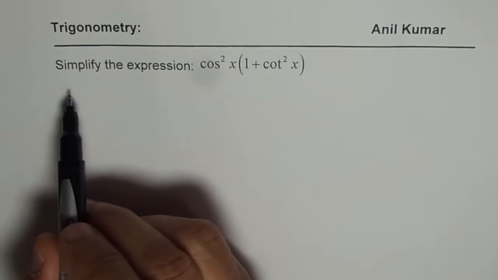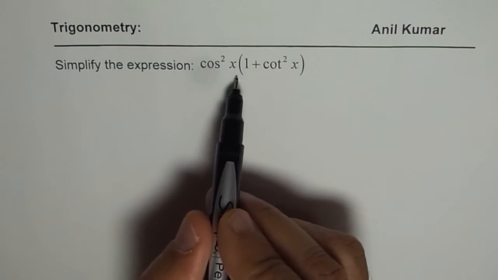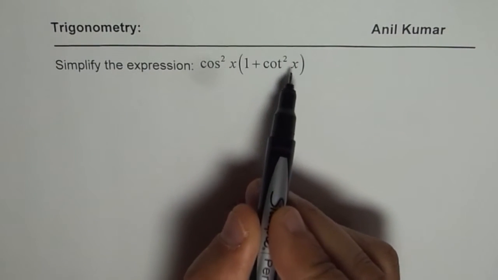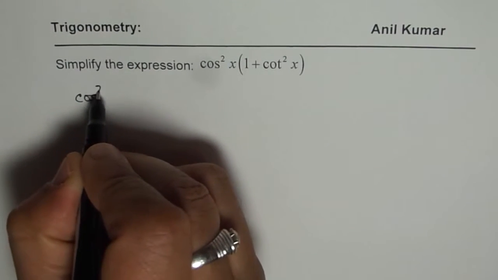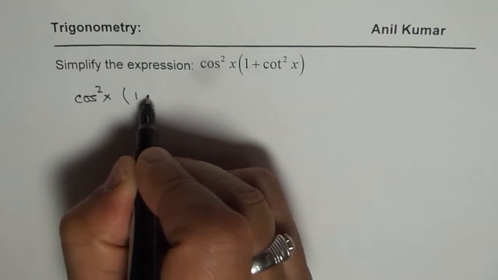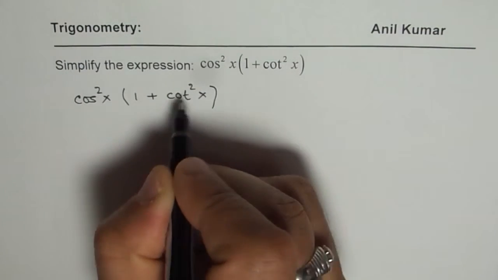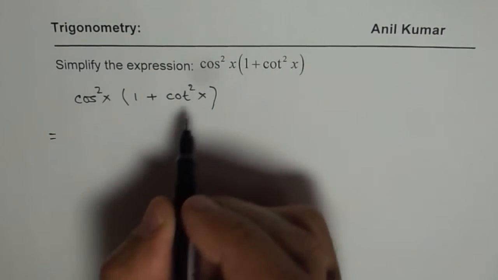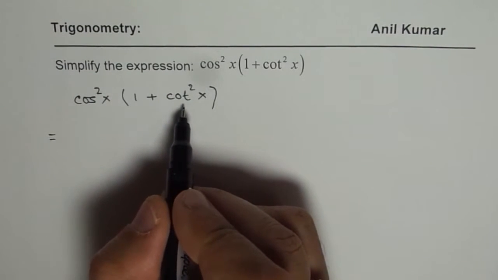So here the question is, simplify the expression cos square x times 1 plus cot square x. Now let's rewrite this expression. We have cos square x times 1 plus cot square x. Whenever you're working with these expressions, write all cotangents and tangents in form of sine and cosine.